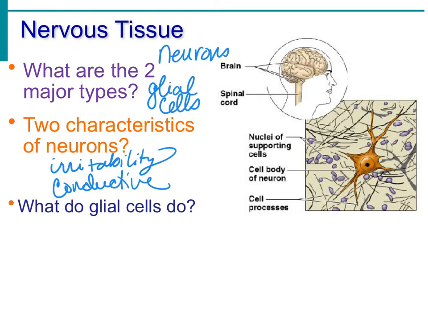So that's what neurons do. They are the transmitters of information. All of the other processes that we think about for living things in the nervous system are done by glial cells. And again, we'll talk more about them when we talk about the nervous system itself. But glial cells support neurons.